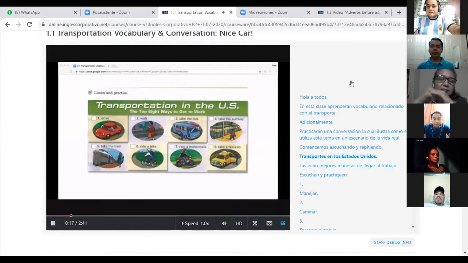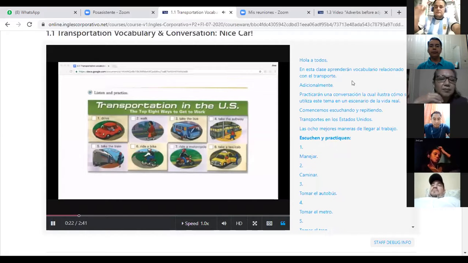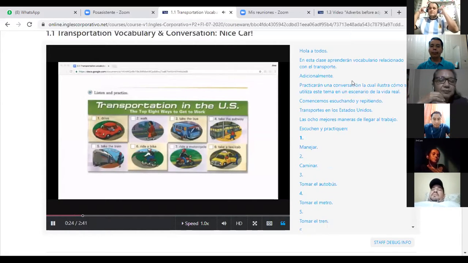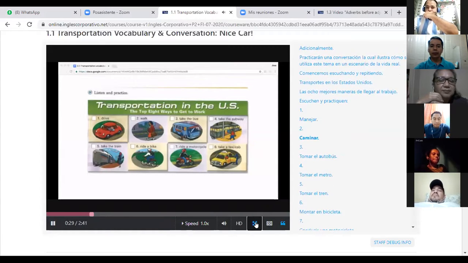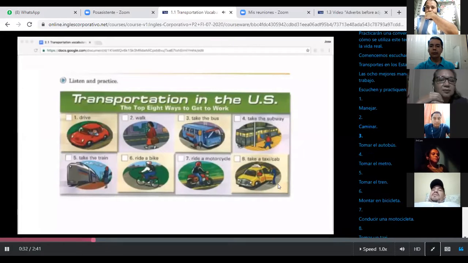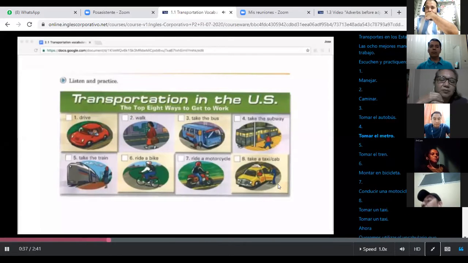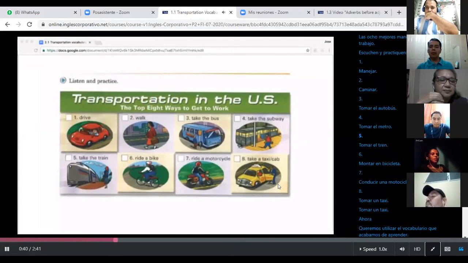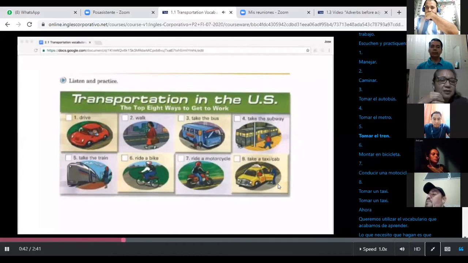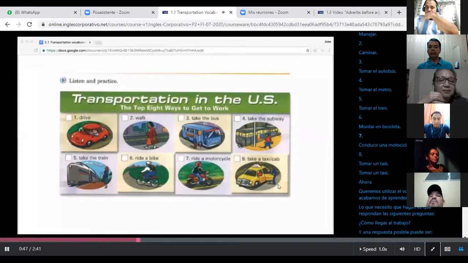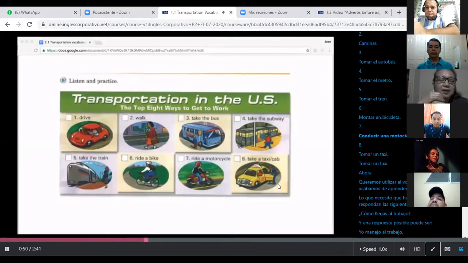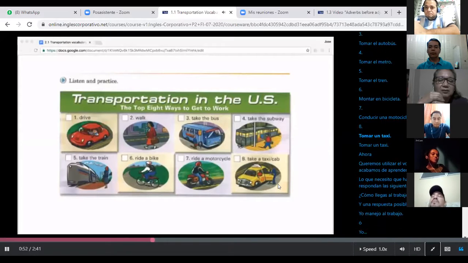Transportation in the U.S. The top 8 ways to get to work. Listen and practice. 1. Drive. 2. Walk. 3. Take the bus. 4. Take the subway. 5. Take the train. 6. Ride a bike. 7. Ride a motorcycle. 8. Take a taxi.